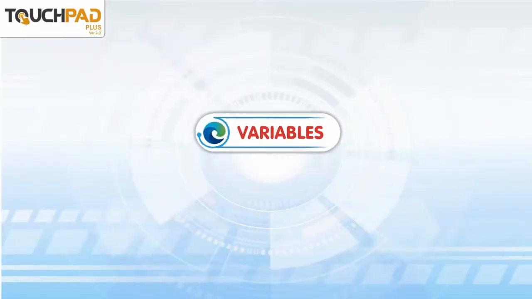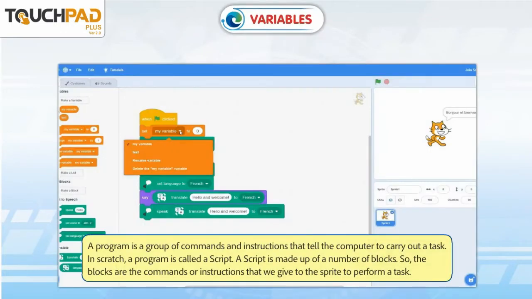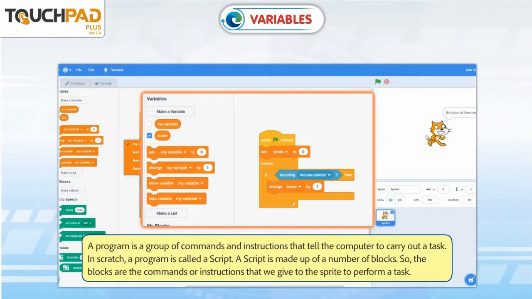Variables. A program is a group of commands and instructions that tell the computer to carry out a task. In Scratch, a program is called a script. A script is made up of a number of blocks. So, the blocks are the commands or instructions that we give to the sprite to perform a task.